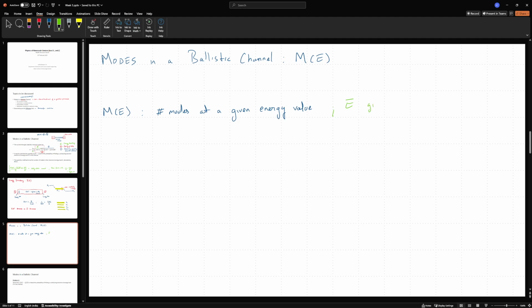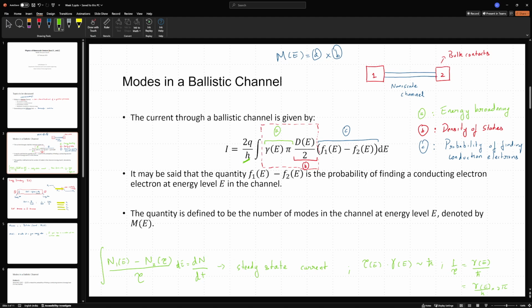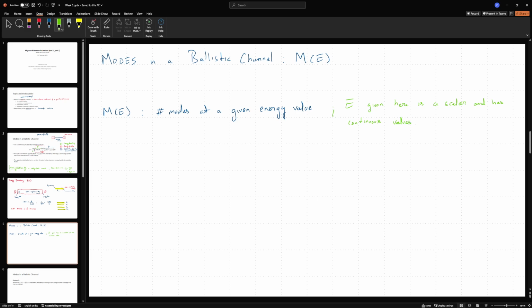E given here is a scalar and has continuous values. That should also be apparent from the fact that I am integrating for the current here. If they were discrete values, I would have just written this as a sigma summation. But this is an integration for this very reason. Okay, so yeah, end of the side remark at a given energy value.